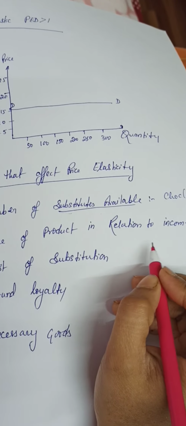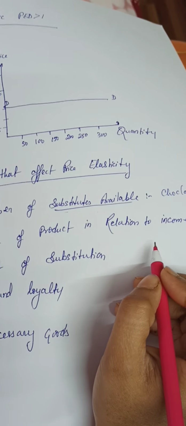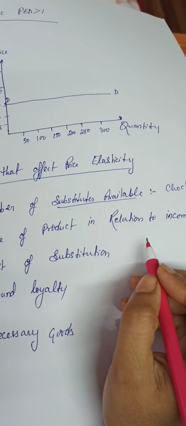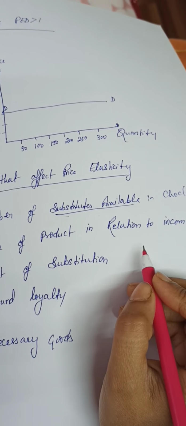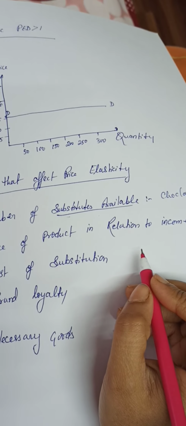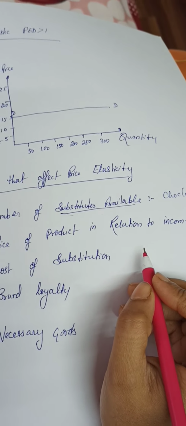Price of product in relation to income. When the household income changes, the demand for goods and services also varies in response to the income. Hence, the demand for the product and service becomes elastic.